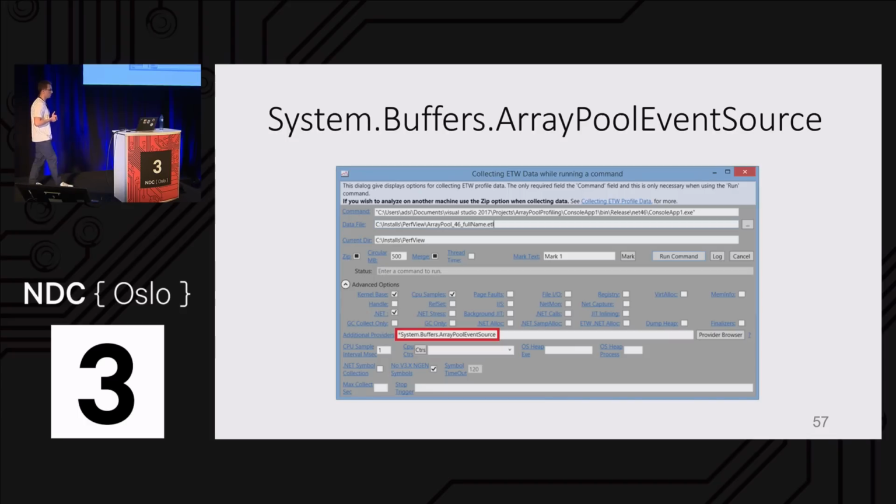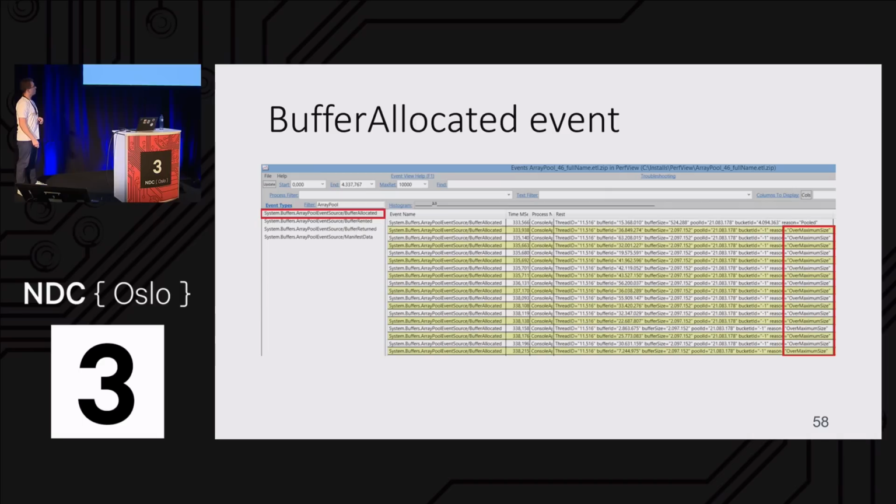Microsoft wants to help us to avoid this problem, and we have an extra event for that. So we have a new ETW event provider, which is called System.Buffers.ArrayPoolEventSource. If you want, you can use PerfView to profile and to watch for these events. What you will see is output like this, and what you should be looking for are buffer allocated events. This is the thing that we want to avoid. We want to pool memory. You want to see buffer rented and buffer returned in equal count.